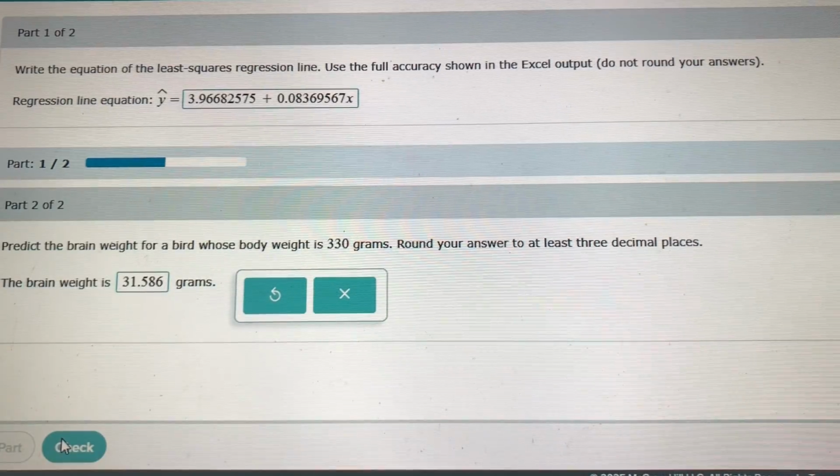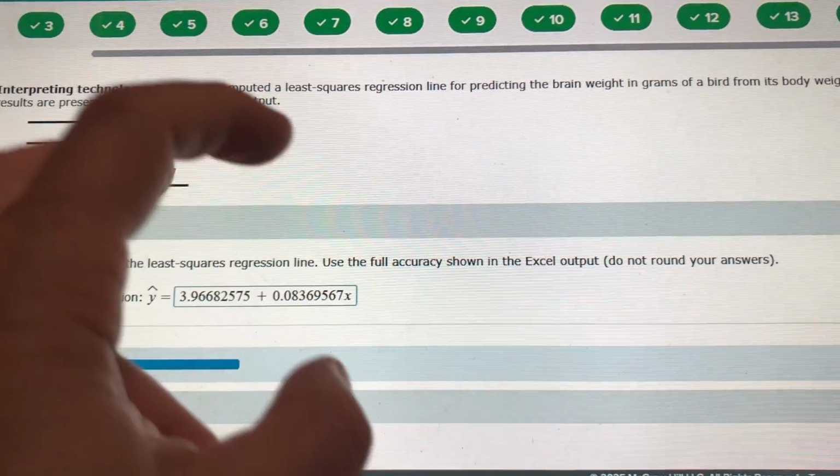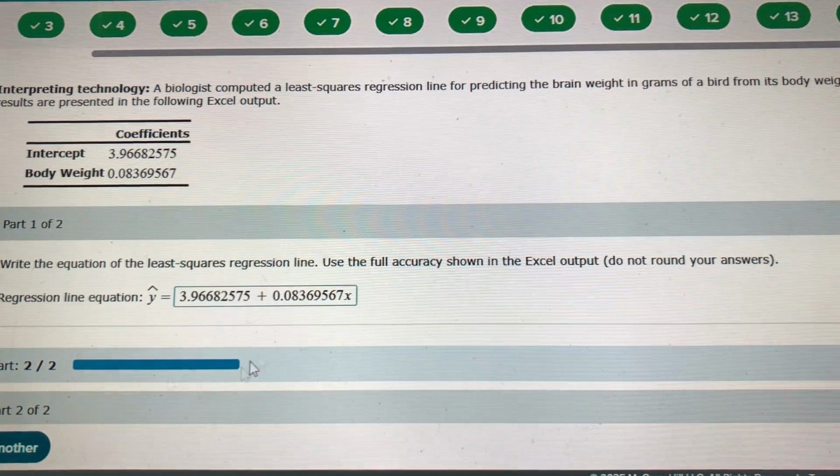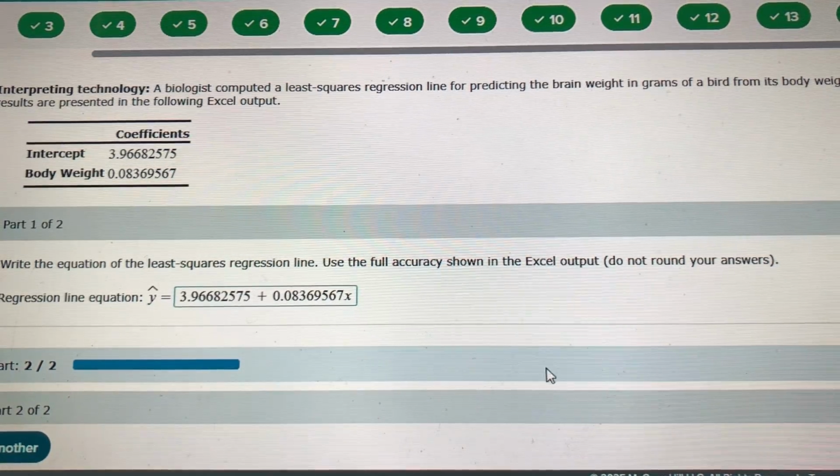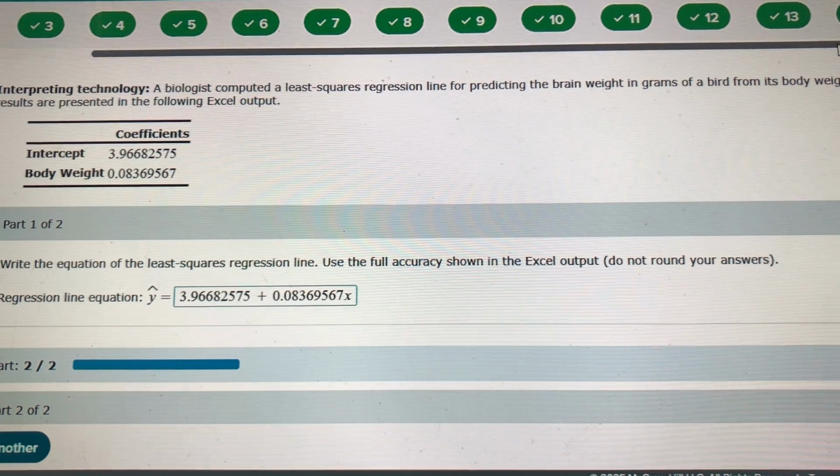So anytime it says predict, you use the whole equation. If it says differs, then you only multiply by the slope. And now we've done all 15 problems up here at the top. It's all green along the top. So we've done every problem, all 15, in sections 3.3, 4.1, and 4.2.